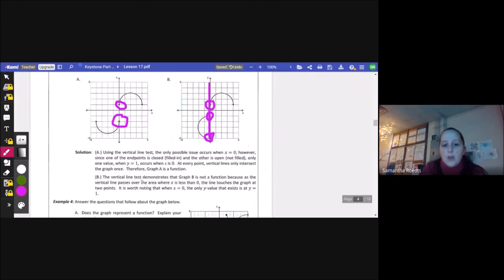Okay. So the vertical line test demonstrates that graph B is not a function because the vertical line passes through over the area where x is less than 0. The line touches the graph at 2 points. It is worth noting that when x equals 0, the only y value that exists is at y equals 1. Okay, so 2, like this is okay, but 3 is not.